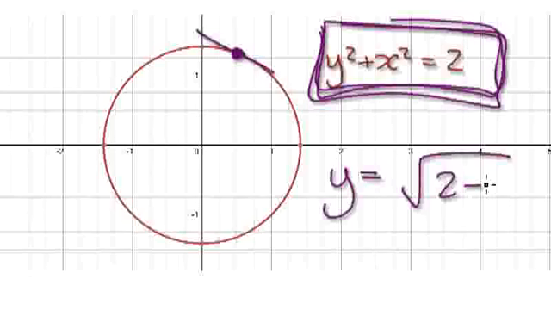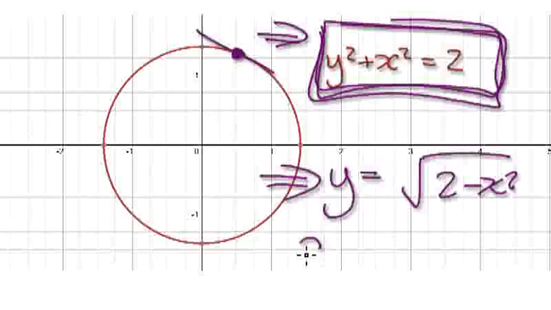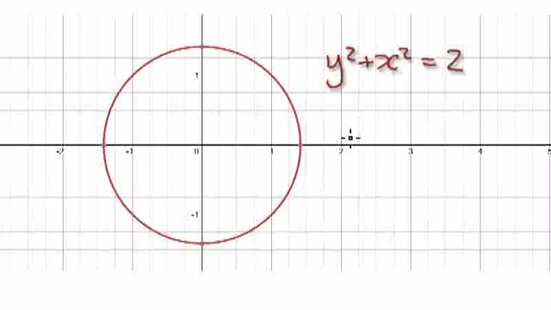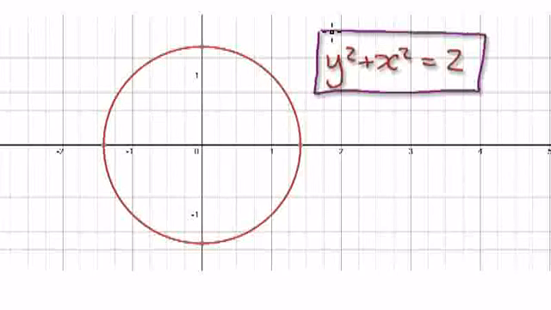So it was something like this: 2 minus x squared. So we would start with the implicit equation, turn it into an explicit equation, and then differentiate it from here. You see, it's very tedious this way. So now I'm going to show you a new technique. It's called implicit differentiation. So with implicit differentiation, you would start off with this.